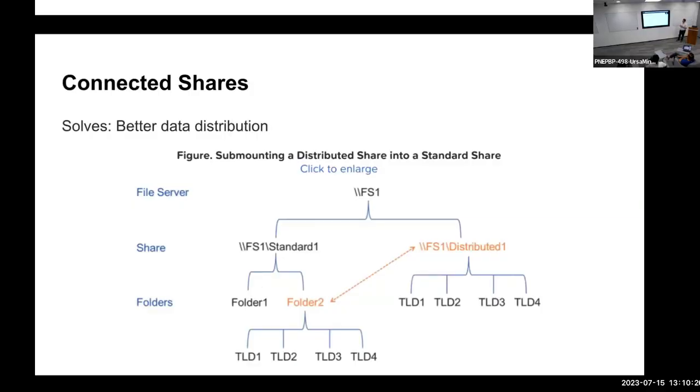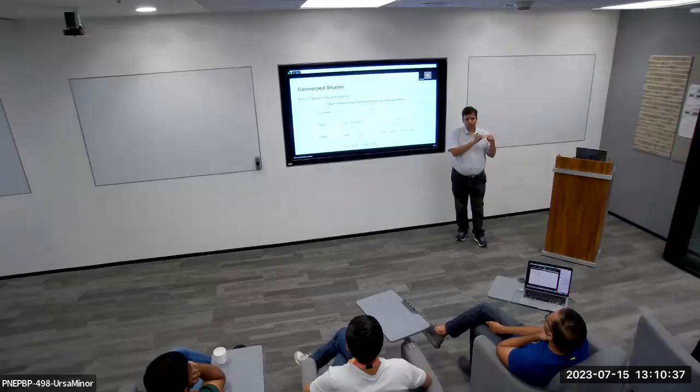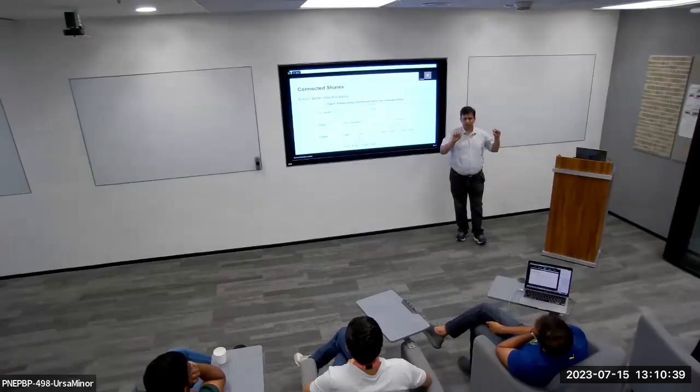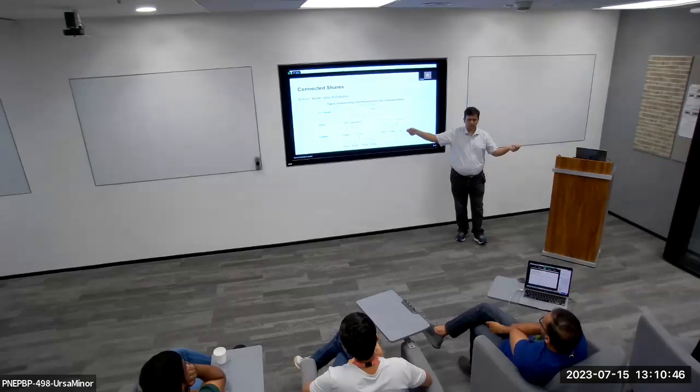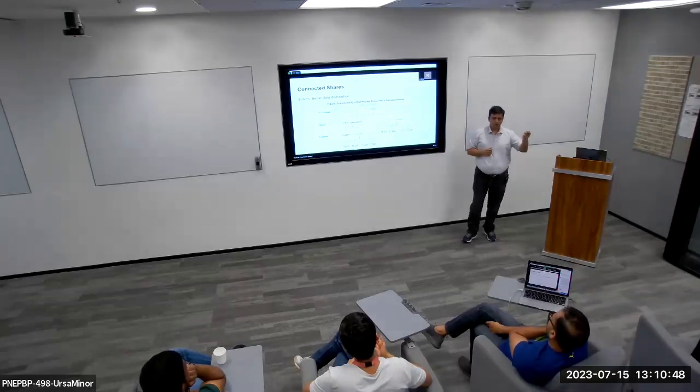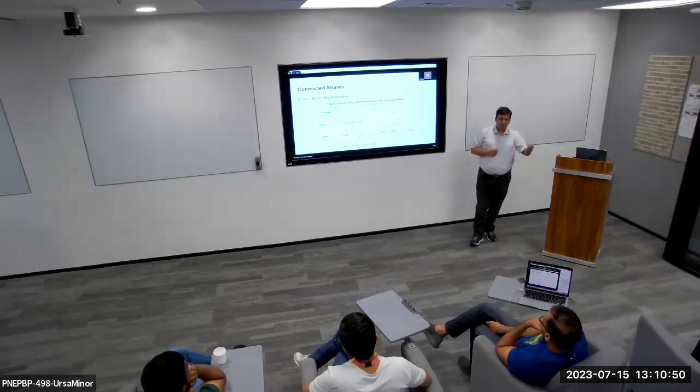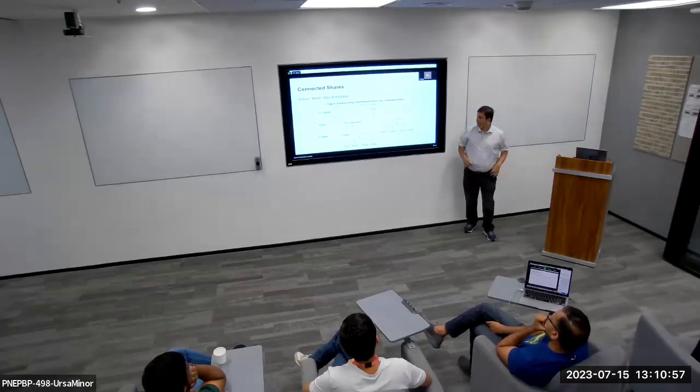Next, we have connected shares. So connected shares is done to improve the distribution. With distributed share, if you see, the distribution is happening only at the top level directories. I only have a choice to decide whether the top level directory goes to file server 1, 2, or 3, or n. But once a directory goes to a node, anything created under that directory has to be on the same node because there's no referral available at a down level.